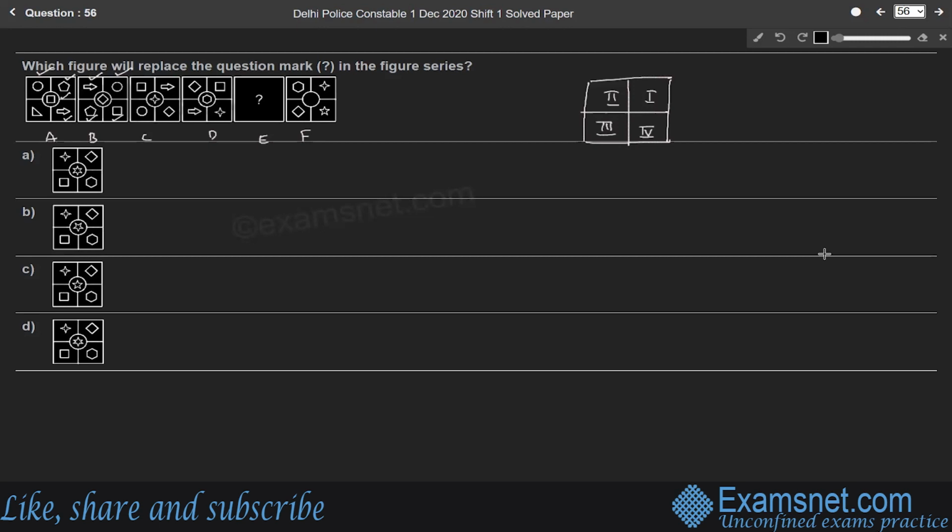Here the second quadrant element moves to the first quadrant of the D figure, and the first quadrant element, which is an arrow mark, moves to the third quadrant, and it vanishes in the next figure. And the fourth quadrant element, a rhombus, goes to the second quadrant in the next figure. The center element, a star, goes to the fourth quadrant. So the conditions are satisfied in C and D also.